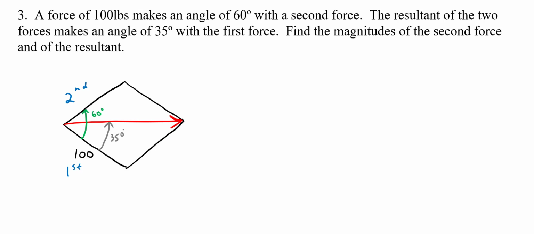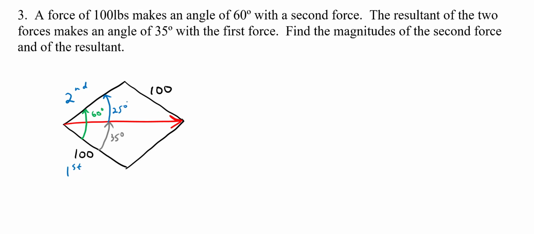Plenty of information. You just have to manipulate and draw, moving sides and angles around using your properties of parallelograms. So I'm going to take that first force and draw it right here on this side because I need a triangle. This is a triangle chapter. So I'm going to move that 100 over there. If that green is 60 and that part's 35, hopefully you see that this part right here is going to be 60 minus 35, or 25 degrees.